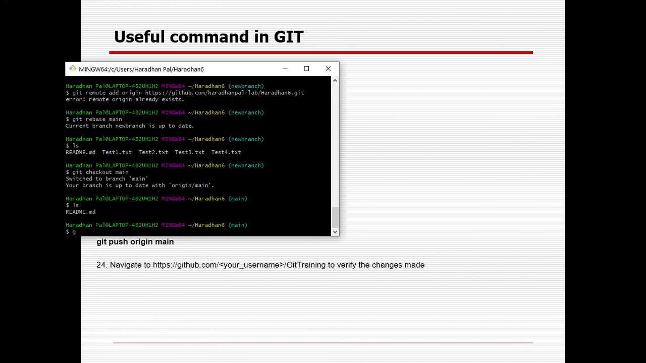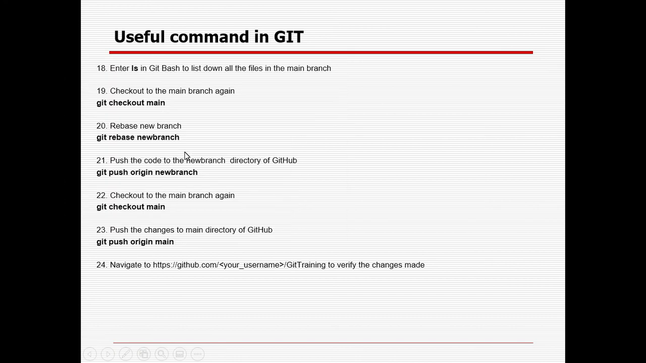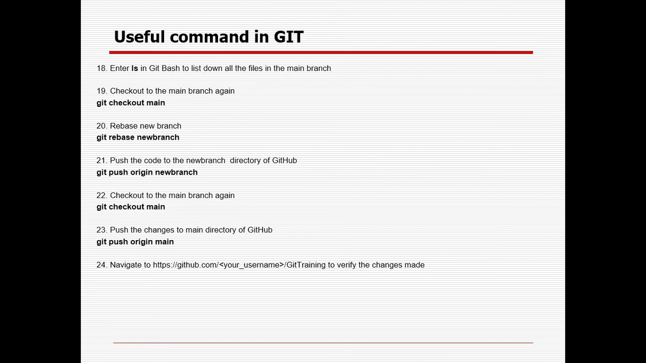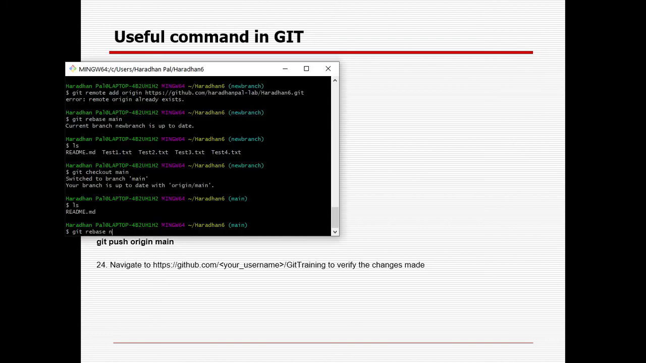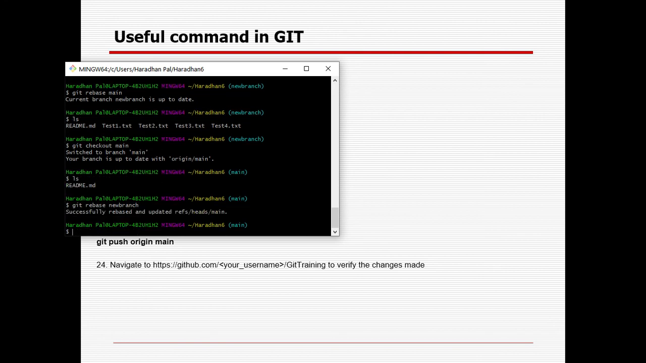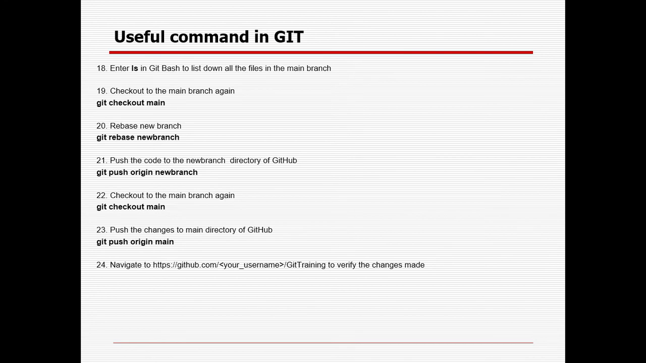Then I can rebase whatever is available in the new branch onto the main branch. So git rebase, and I give the new branch name, new branch, onto the main branch. Okay, you can see it says successfully rebased and updated ref head or main. So that is the thing you need to check.